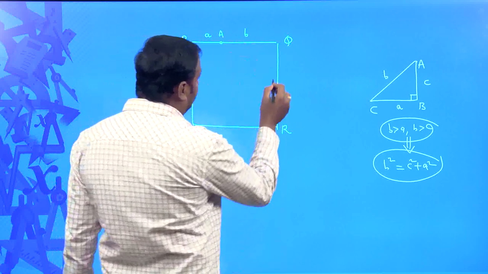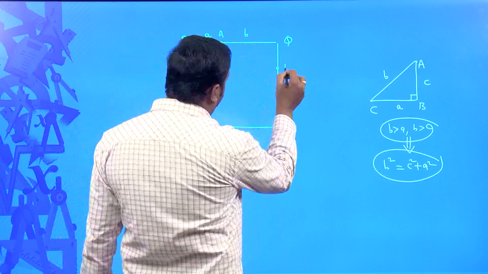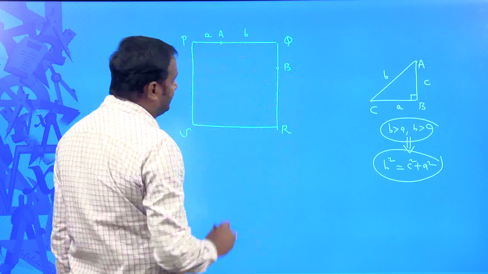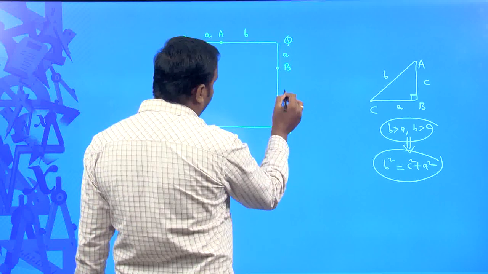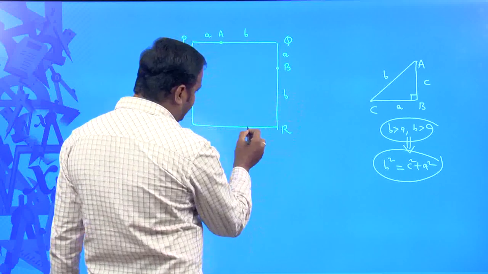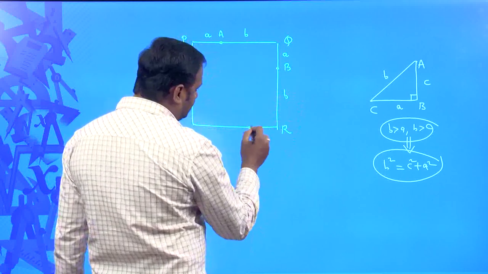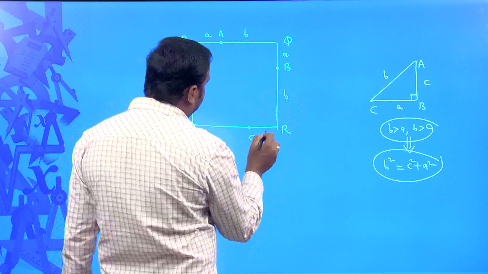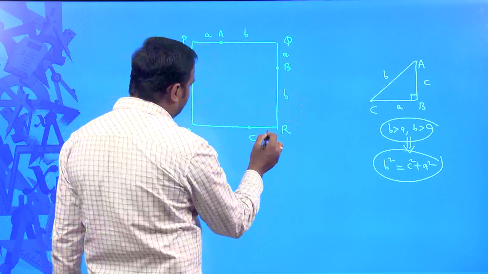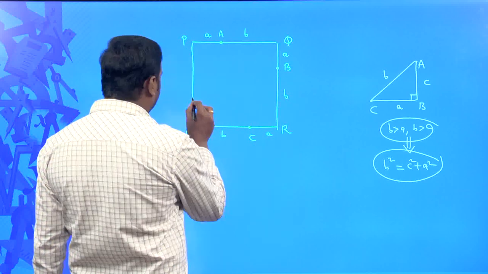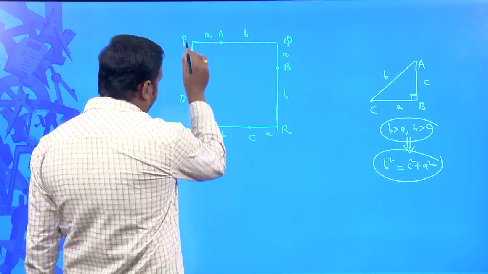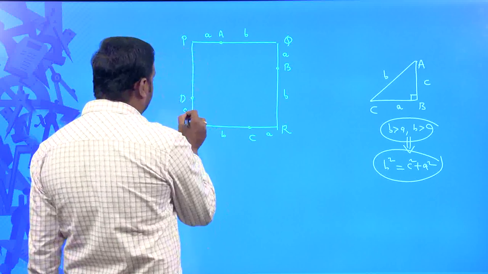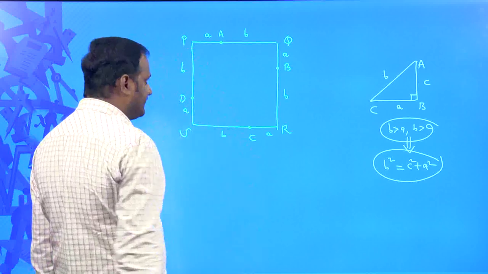And again, another point, let it be B, which is also dividing QR into the ratio of a and b. And another point that I am taking here, so this point C is also dividing RS into the ratio of a is to b. And one more point that I am taking here, say D, also dividing SP into the ratio of a is to b, right.